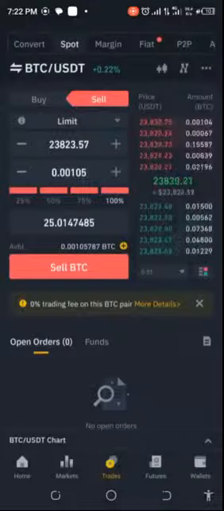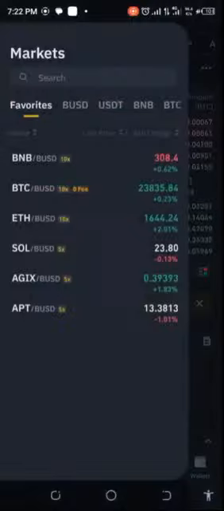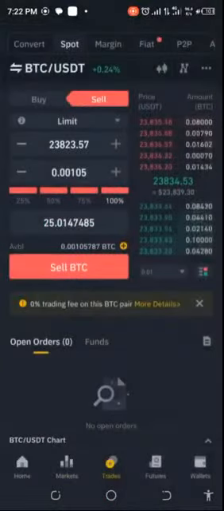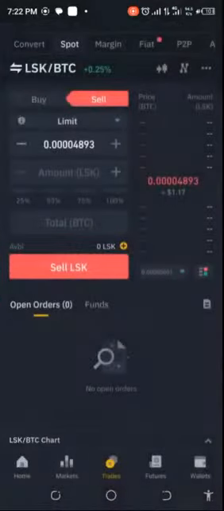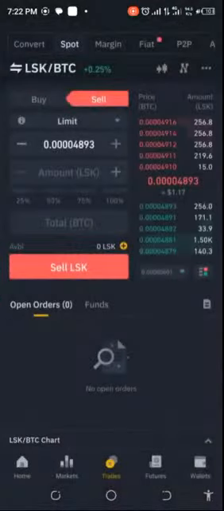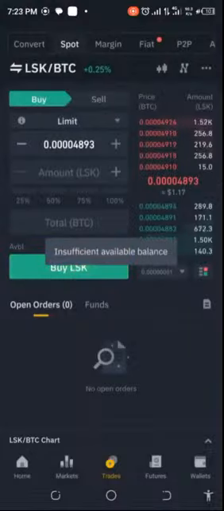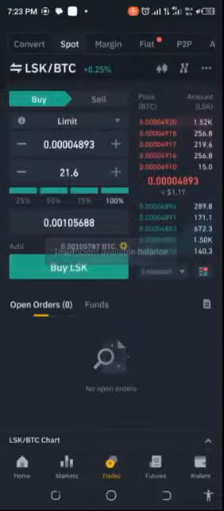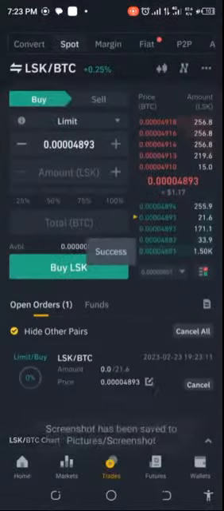So this is like $25 worth of BTC. Let's go quickly and do this transfer. Oh yeah, we're actually going to LSK BTC. Okay, so what I want to do now is purchase LSK. I'm buying. I want to buy 100% worth of that, so that will give me this amount. Then I'll go ahead and click on buy.